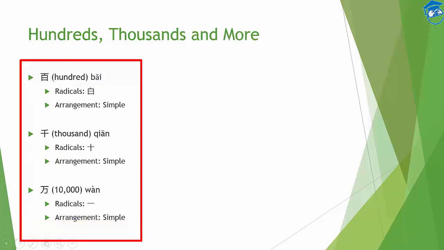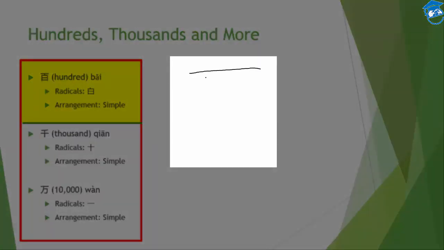Okay, now I'm going to show you the hundreds, thousands, and more. So 100 is 百, and the radical is what is at the bottom here. The arrangement is simple. Here's how I write it. 1, 2, 3, 4, 5, 6, 百, 100.